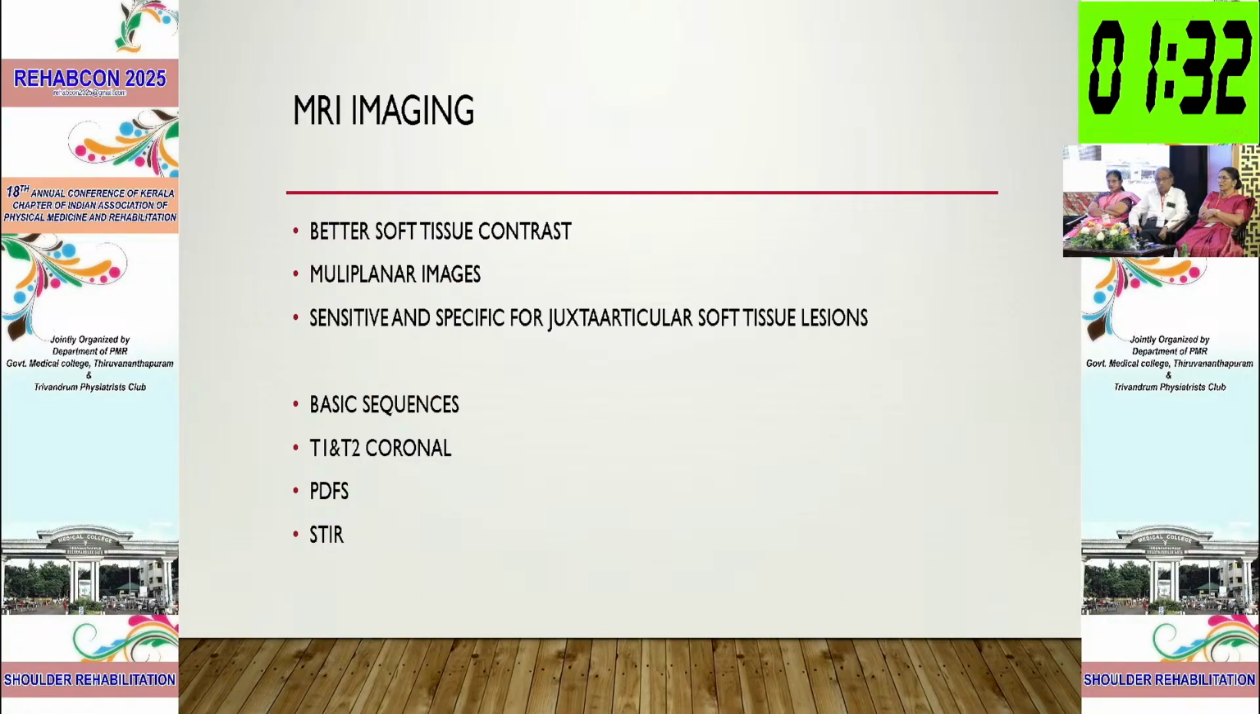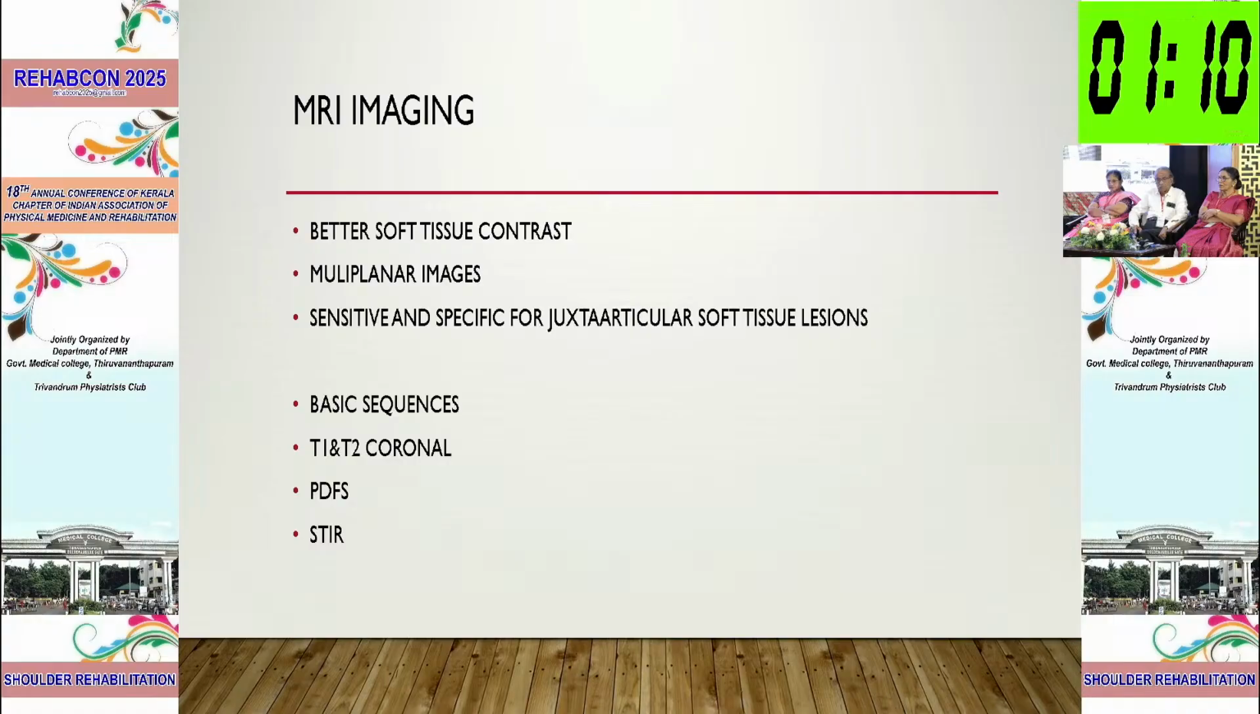Then what are the basic sequences? I'll put it in a very simple way. What are the basic sequences in MR? In MR, we take T1 and T2 coronal, and PDFS is the most important. That's a proton density fat suppressed. Then in some cases, we'll take STIR images also if there are any fat lesions around the joints.